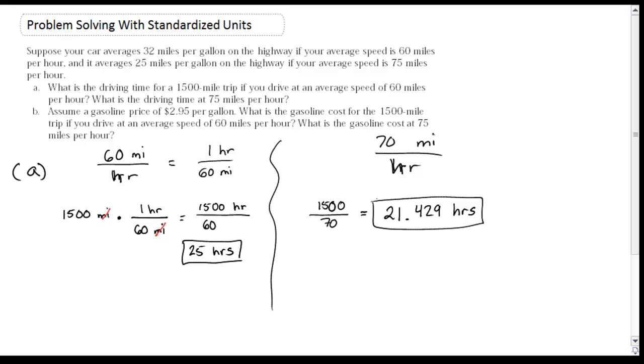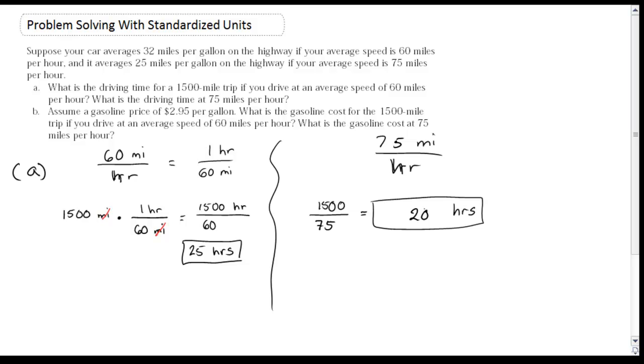Okay. Oh, I'm sorry, that's a typo here. It's 75 miles per hour. So I need to change this, which is going to change this. All right, so 1,500 divided by 75. That's 20. Hey, that looks nicer. Comes out evenly now.